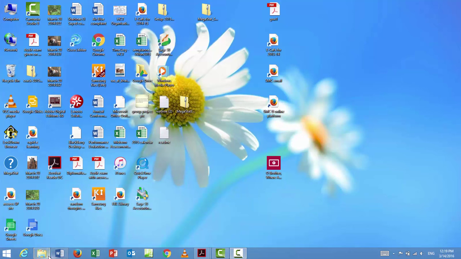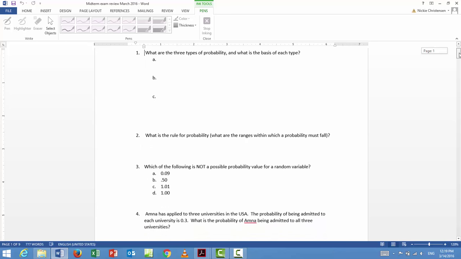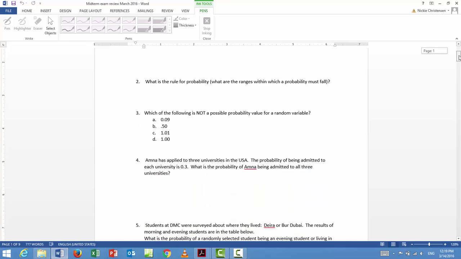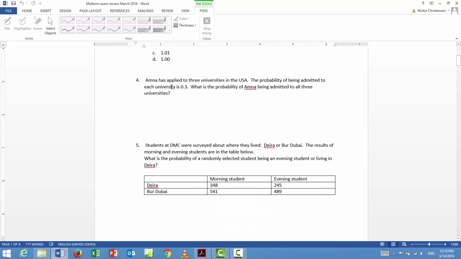Okay, this is the first page of the review sheet that we're going to do together. I will have put the key on all of your BB Learn courses, so I'm not going to go through the theory questions. So question 1 is theory. The key will be on your BB Learn. Also 2, 3 is theory. Okay, let's start with question 4.